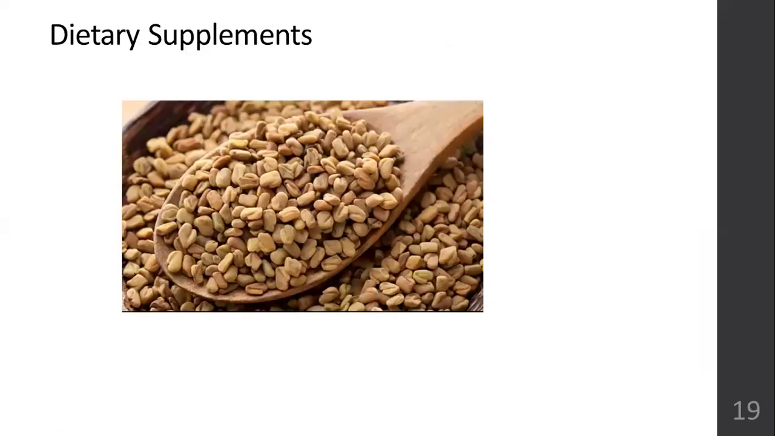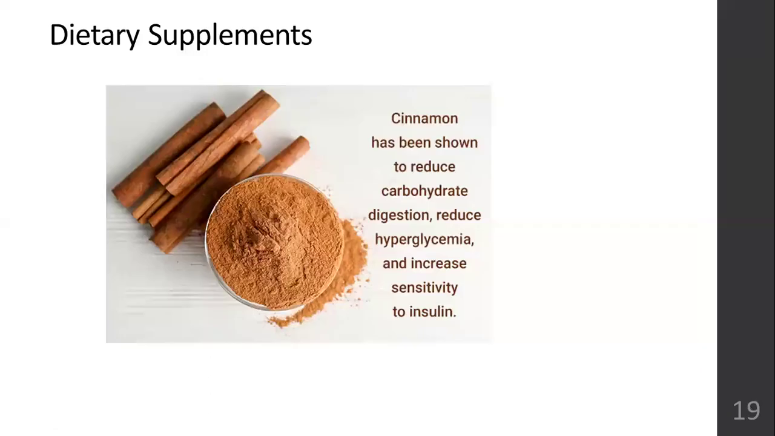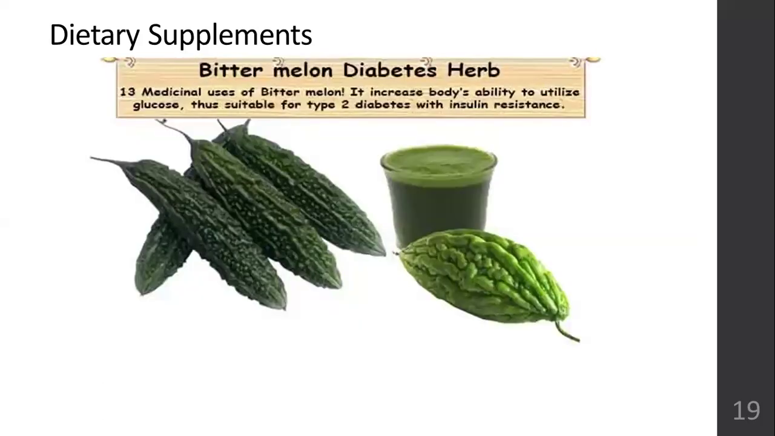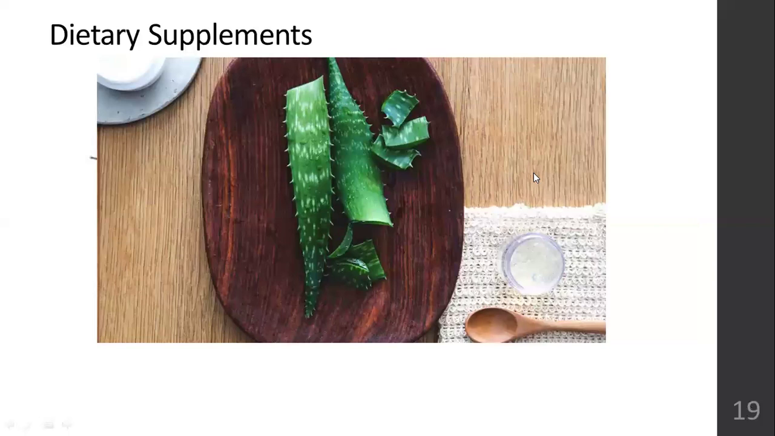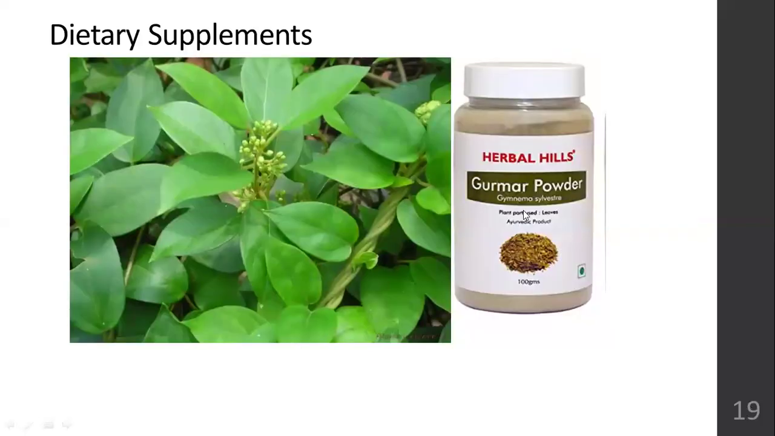So dietary supplements, as I mentioned earlier: fenugreek seeds are the best dietary supplement. Cinnamon powder as well, cinnamon tea, fenugreek tea, bitter gourd juices, full of antioxidant, anti-inflammatory properties. Aloe vera juice, and gurmar powder, the Ayurvedic supplement to control diabetes.